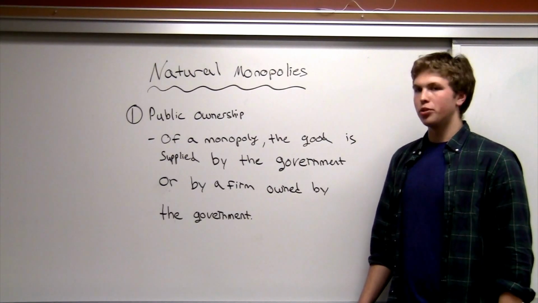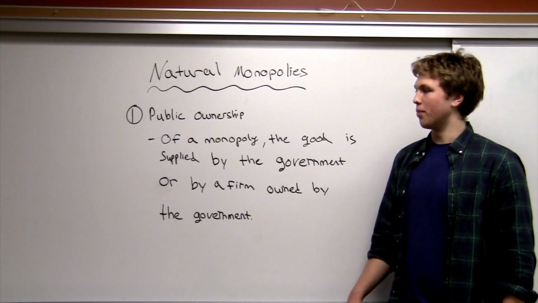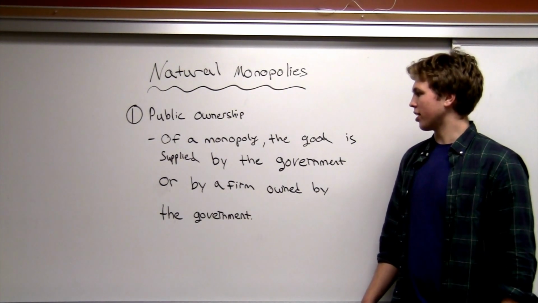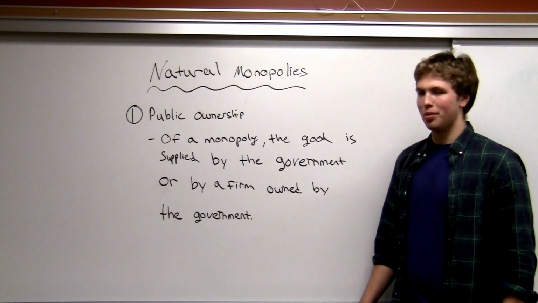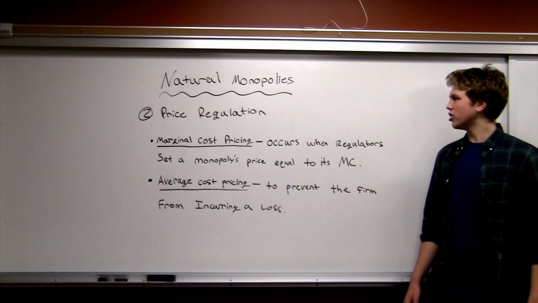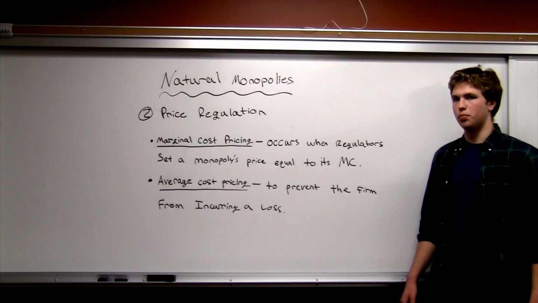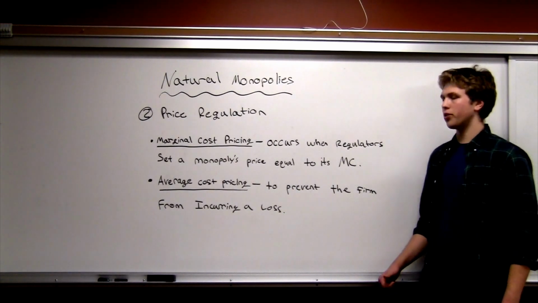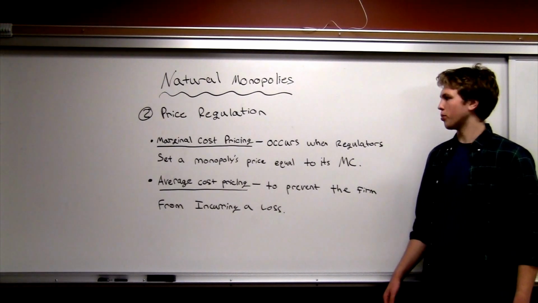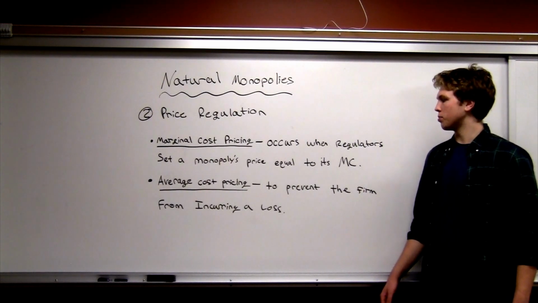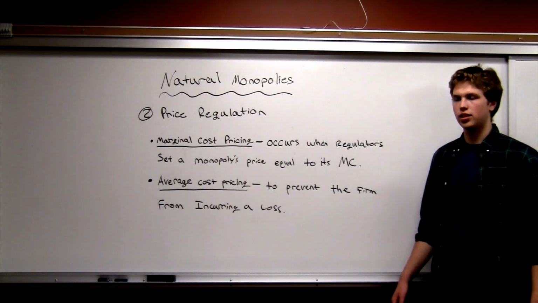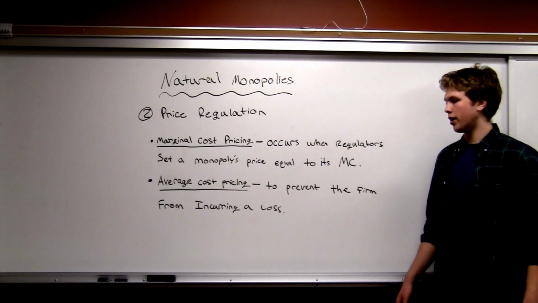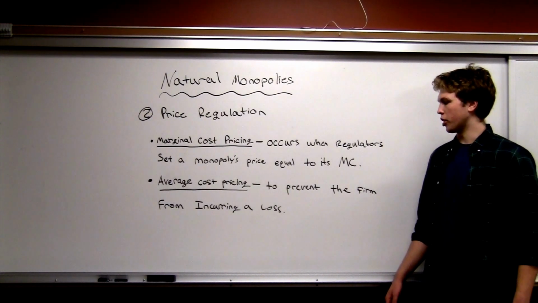One solution to natural monopolies is public ownership. Under public ownership of a monopoly, the good is supplied by the government or by a firm owned by the government. Another solution to natural monopolies is price regulation. Under price regulation, you have marginal cost pricing, which occurs when regulators set a monopoly's price equal to its marginal cost. There is also average cost pricing, which is set in place to prevent the firm from incurring a loss.